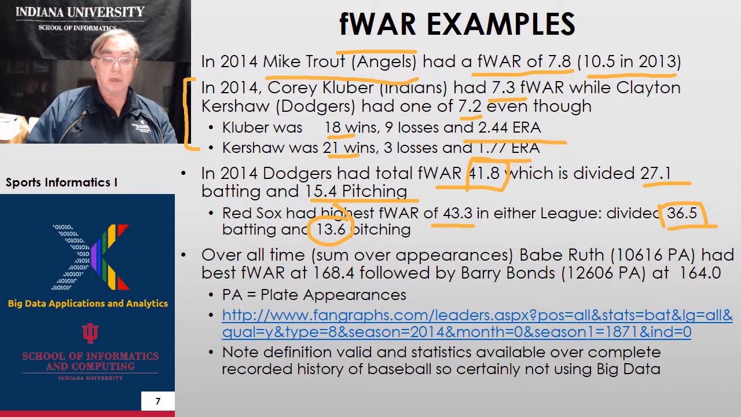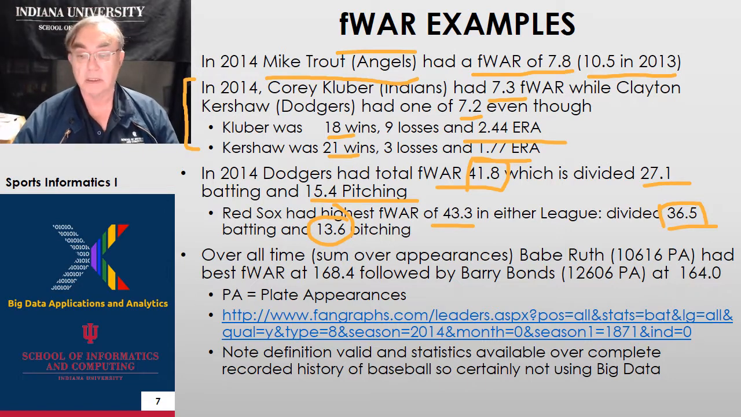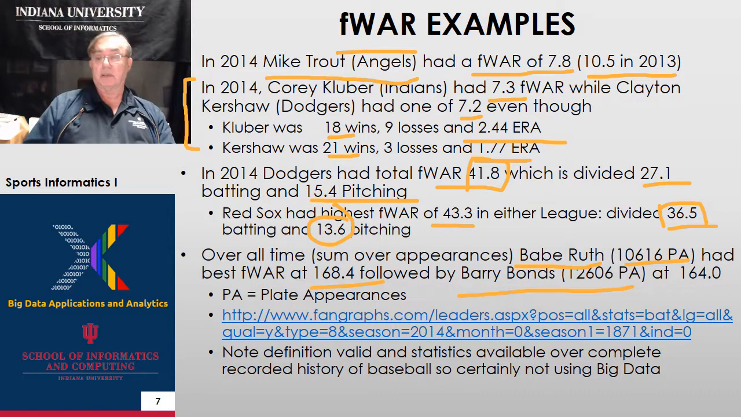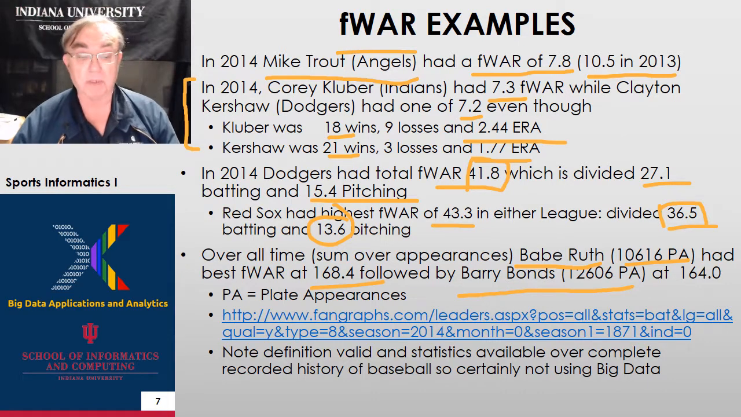If we look at the whole time, of course you're going to favor the players who've been playing the longest time. If you add over all the years, then you'll find that Babe Ruth, who was of course very famous, he and Mickey Mantle, very famous baseball players, had 10,616 plate appearances, and he had a FanGraphs wins above replacement of 168.4, and then a much more recent player, Barry Bonds, with almost 2,000 more plate appearances, had a somewhat lower fWAR. PA here is plate appearances.